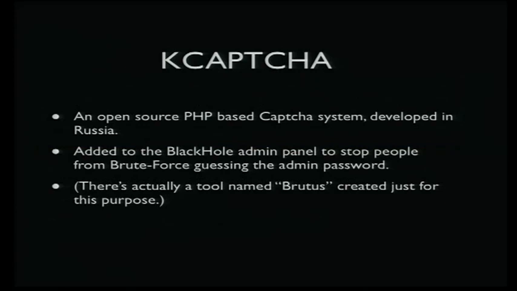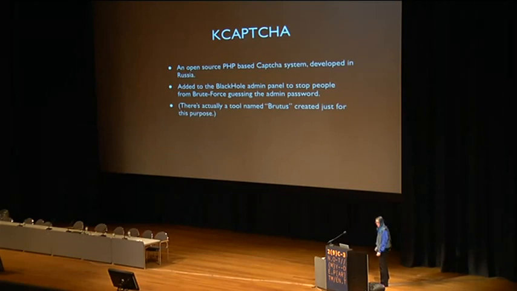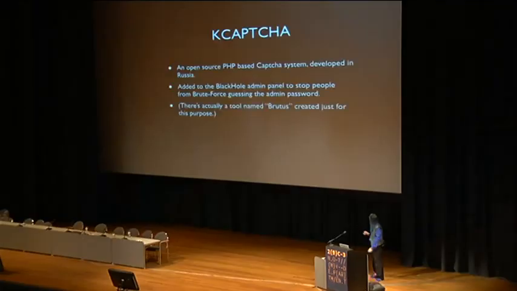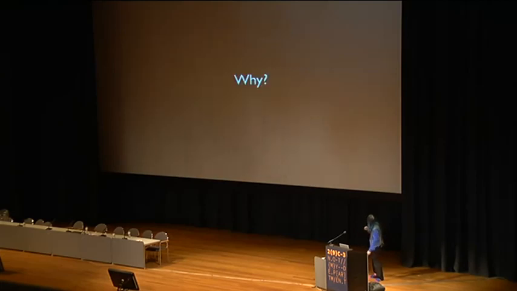The other big new feature in version 2, which isn't really all that different from version 1.25, was pretty much adding a CAPTCHA system, because there's actually a tool created just for brute forcing the admin password on BlackHole exploit kits. When I was translating the Russian announcement, it said Brutus, and I'm like, does that mean brute force or something? And it's like, no, there's an actual tool named that.